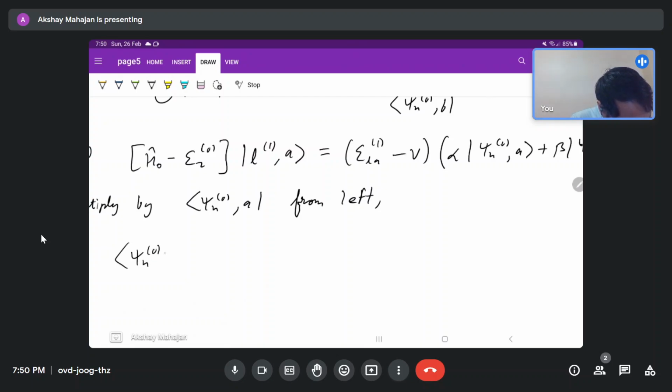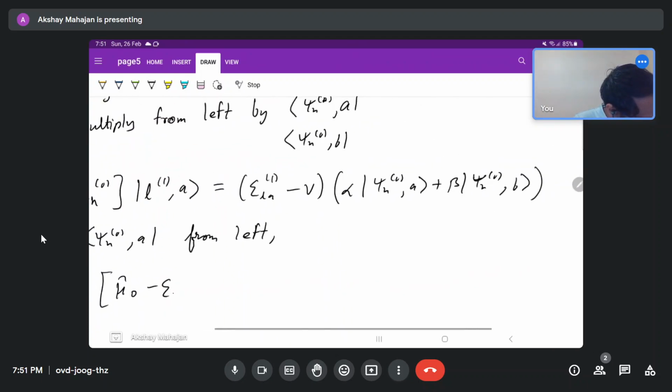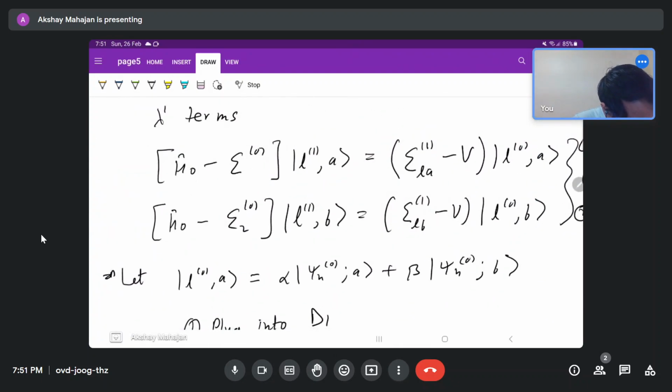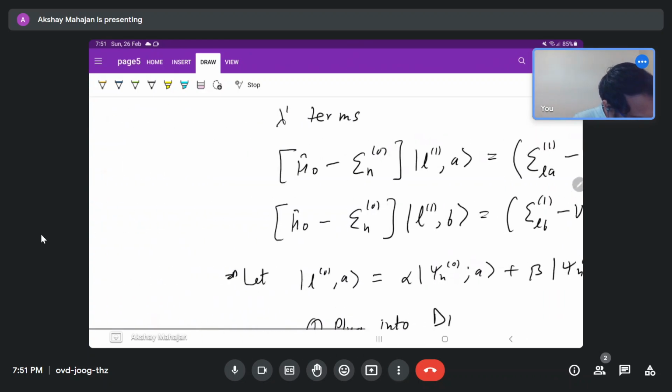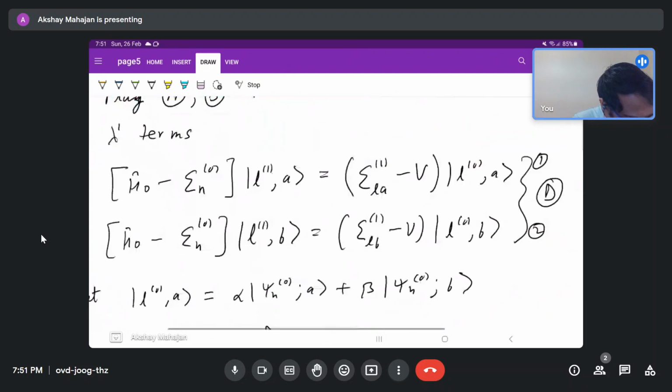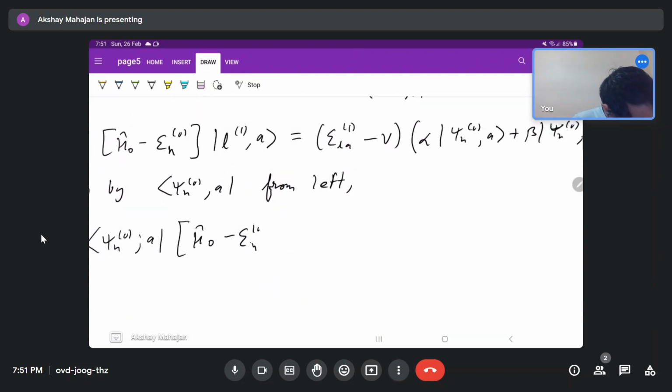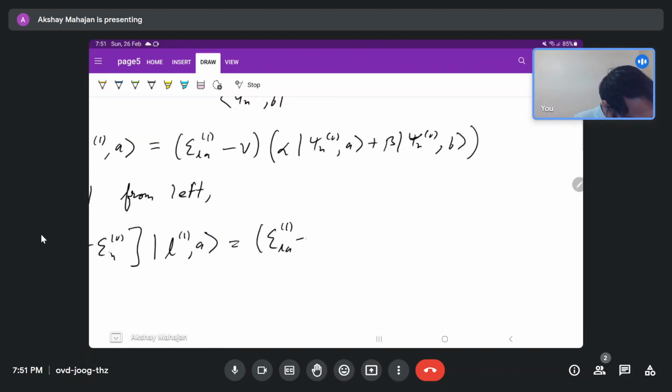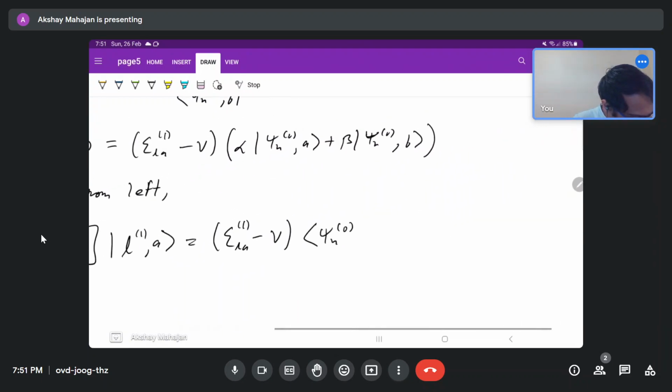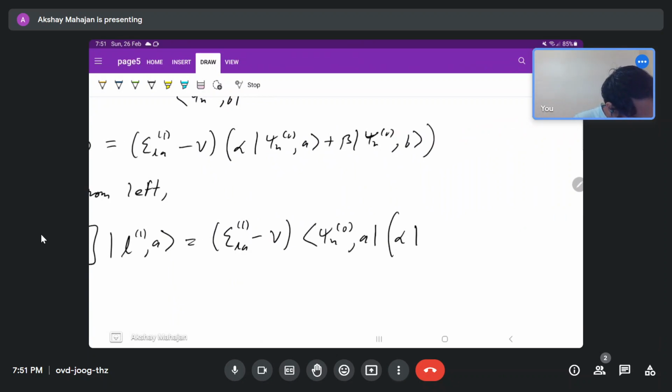So what we will have is psi n of 0 of A times (H cap naught minus E n of 0) L1 of A, that will be equal to epsilon LA1 minus V times psi n of 0 of A, with alpha times psi n of 0 of A plus beta times psi n of 0 of b.